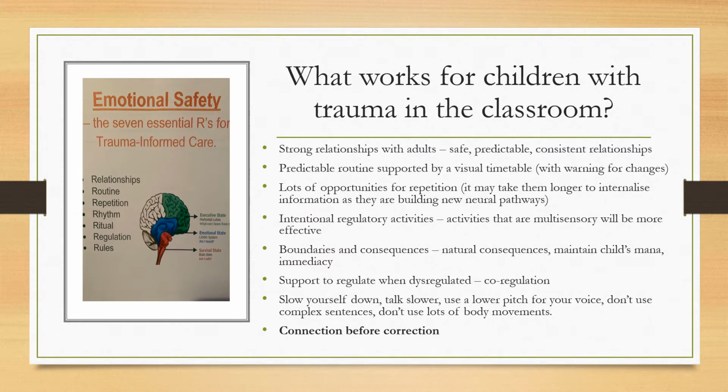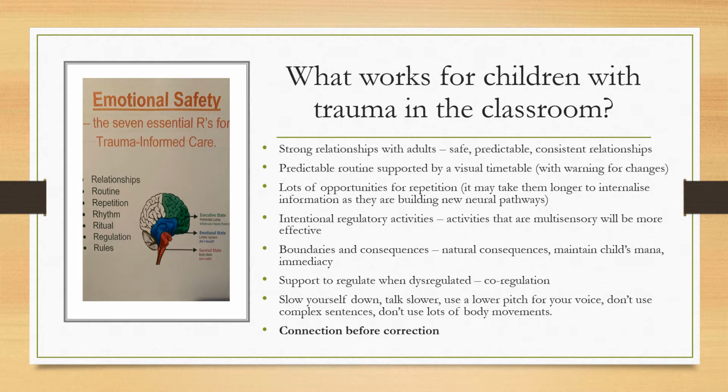So what works for children with trauma in the classroom? You'll be pleased to know that the most important thing is having strong relationships with adults, okay? So safe, predictable, consistent relationships are absolutely key. A predictable routine supported by a visual timetable with warning for changes, okay? If the child knows what's coming, they can prepare themselves and you can help to prepare them too. It's when we have a lot of changes and inconsistencies that the child's more likely to become triggered because you're introducing unknown quantities into the environment.